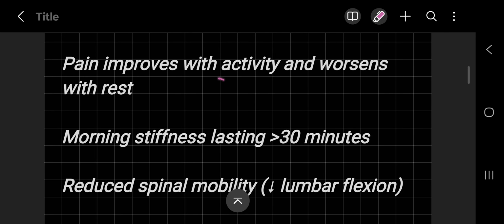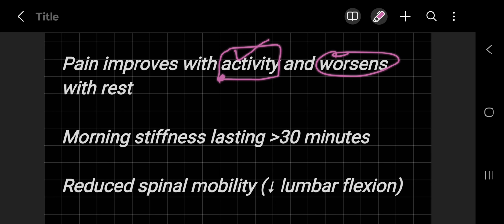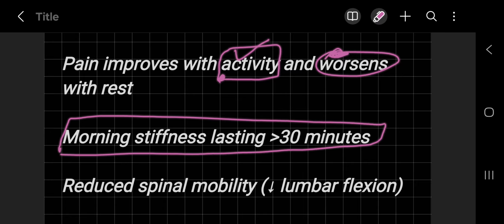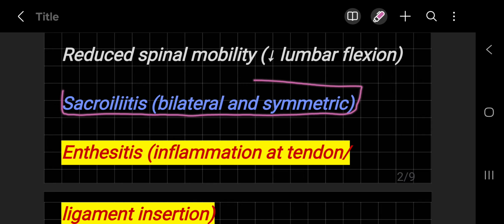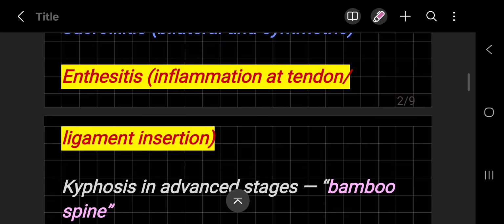Pain improves with activity. It is an inflammatory condition, so pain improves with activity and worsens with rest. There is early morning stiffness that lasts more than 30 minutes, and it also improves with activity. There is reduced spinal mobility because of spine stiffness, and on x-rays you will see sacroiliitis. Sacroiliitis is bilateral. You should remember this: bilateral and symmetric sacroiliitis.